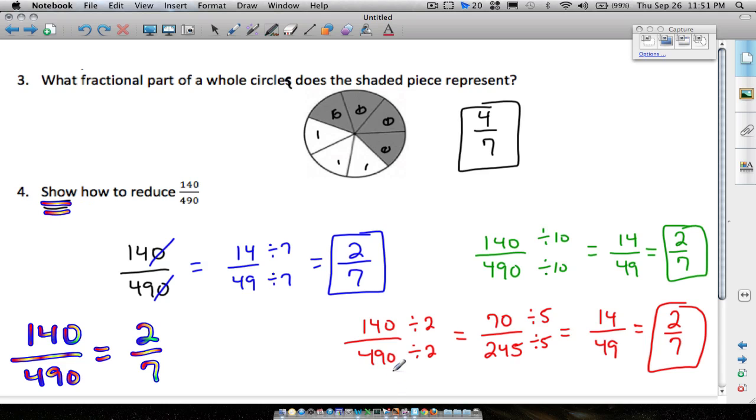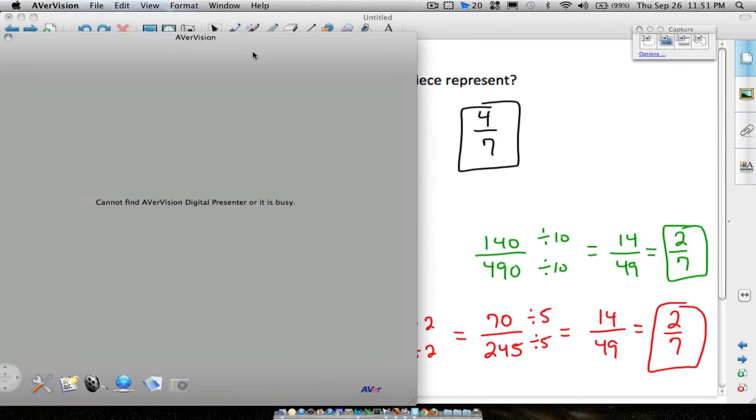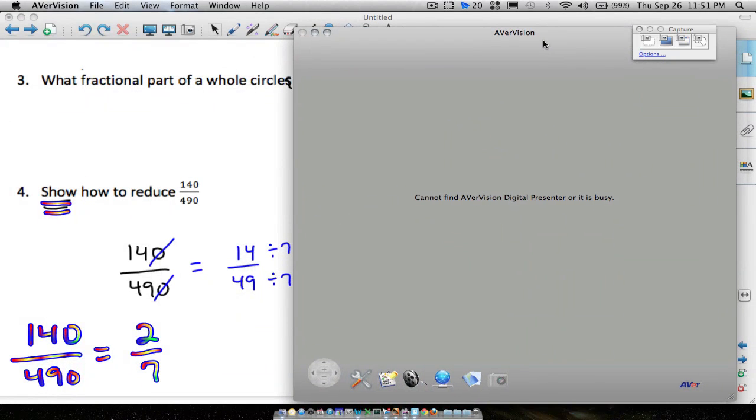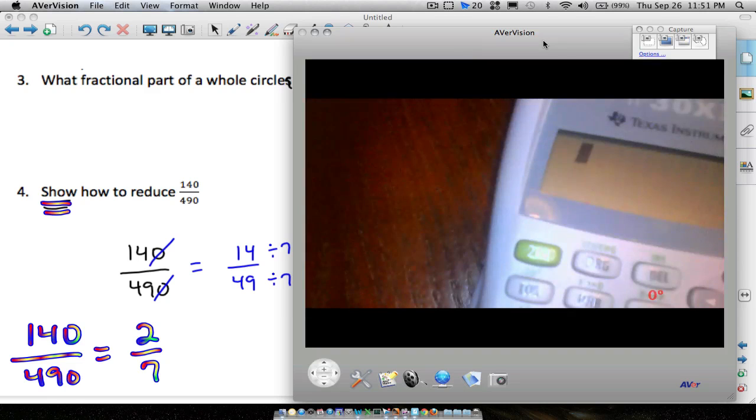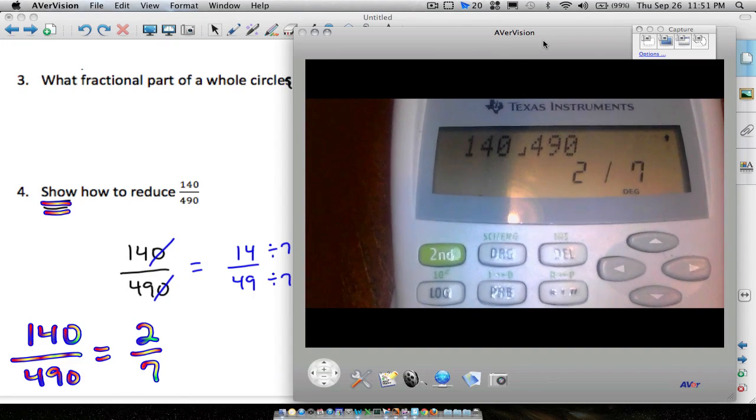But while we have it as a checking tool, I definitely recommend this if you have the time. 140 over 490, let's just make sure that is 2/7. So using the ABC button, 140 ABC 490, 2/7. Good enough.